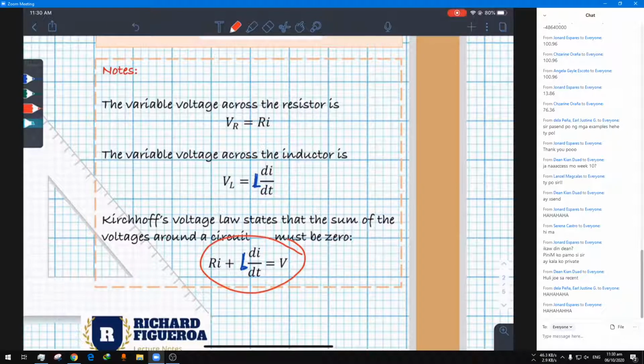So kukunin natin yung current at any time. So we could solve this one using first order differential equation or linear differential equation. Pero kung pinapakuha yung voltage across the resistor or voltage across the inductor, kunin mo muna yung I. So pag nakuha mo na yung I, multiply mo lang sa R, so you'll get the voltage across the resistor. Kung voltage naman on the inductor, you need to find the di over dt first, then multiply it with the inductance.